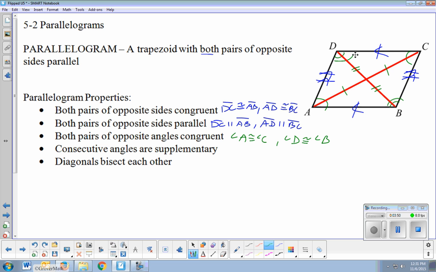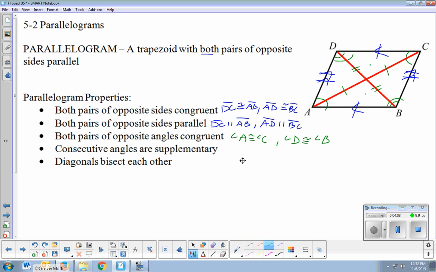Again, that might be useful if I'm trying to prove this triangle is congruent to this triangle. I could say opposite sides are congruent, diagonals bisect each other. I could do vertical angles here. I could do alternate interior angles. There's a lot of different things we could do through that. But that's an important property, that the diagonals bisect each other.